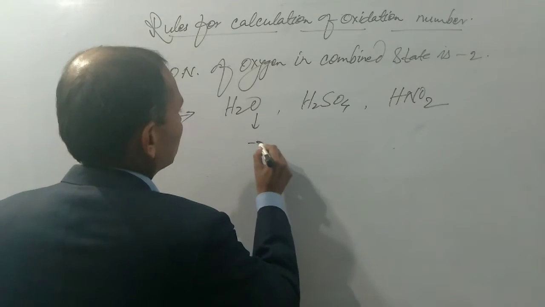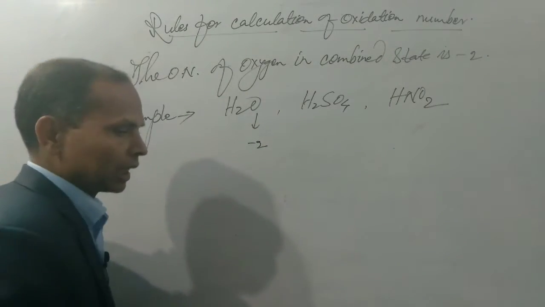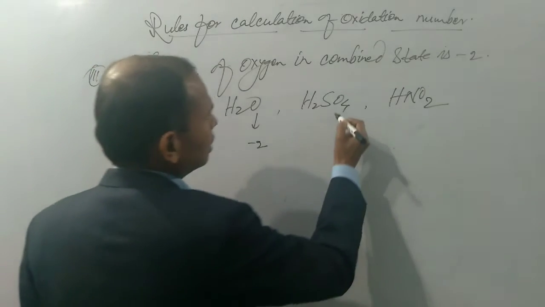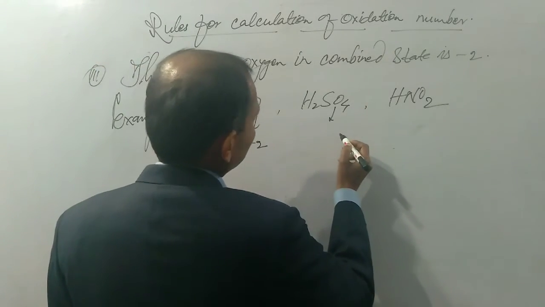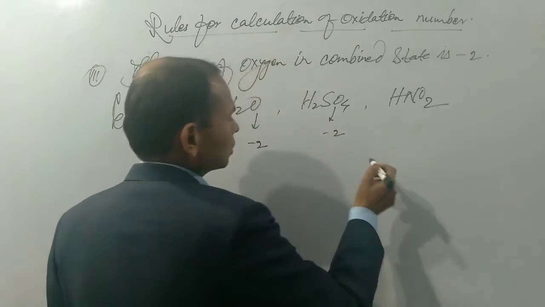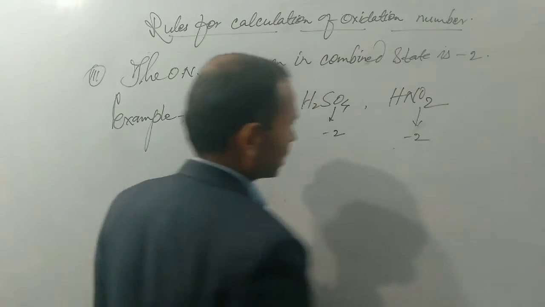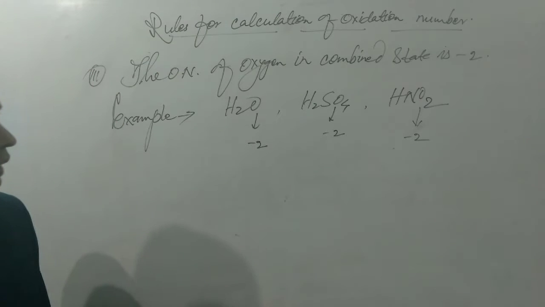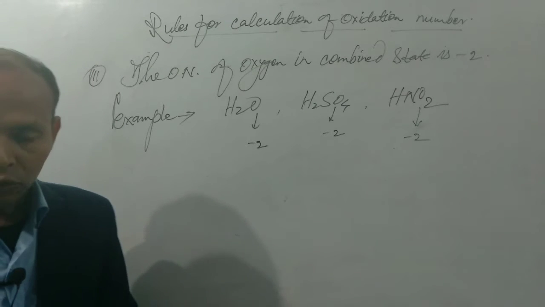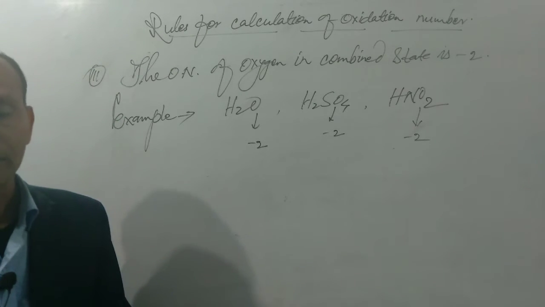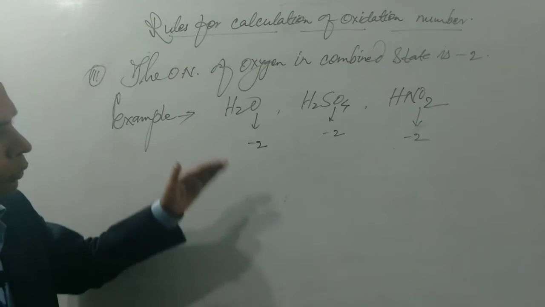So, the oxidation state of oxygen in water molecule is -2. Similarly, the oxidation state of oxygen in sulfuric acid is -2. Similarly, the oxidation state of oxygen in nitrous acid is -2. In all the cases, besides some of the cases, the oxidation state of oxygen in combined state is found to be -2 unit.